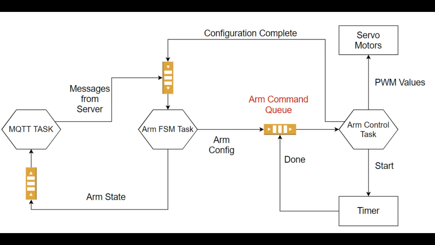Pictured here is my code structure. There are 3 main tasks that I created to control the arm. The first one is the MQTT task, and this task receives messages from the other components on the server, such as the distance and angle of the object that I need to pick up.